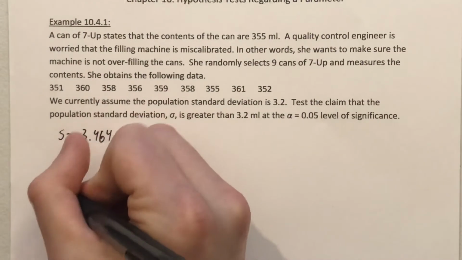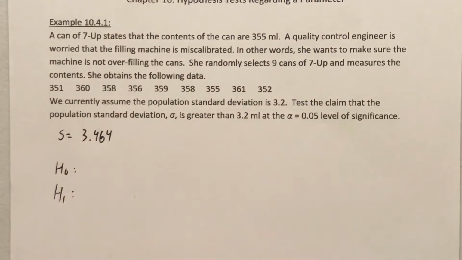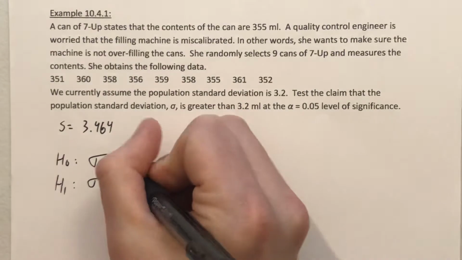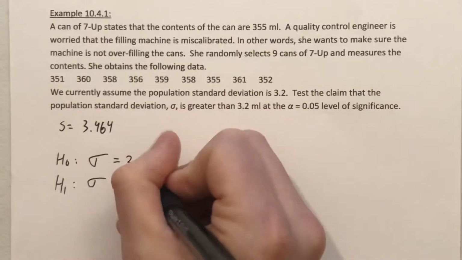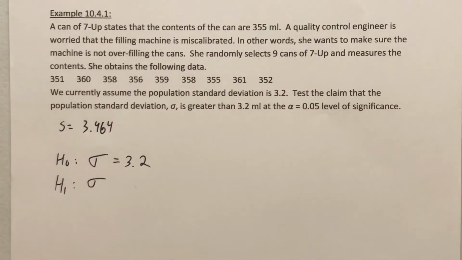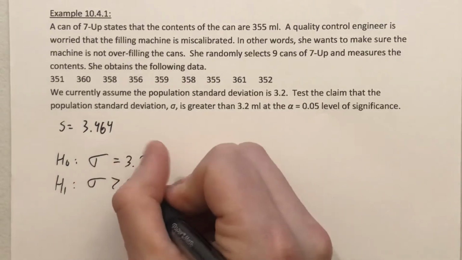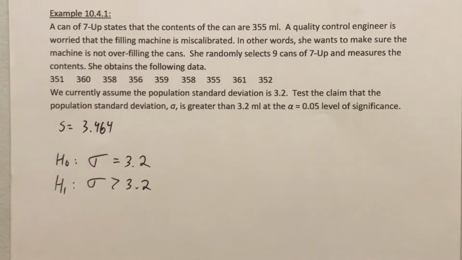So from there, let's look at our hypotheses. We're looking at hypotheses about the standard deviation, so sigma, currently believed to be 3.2. We're wanting to make sure that it is not greater than 3.2. Okay, so there's our hypotheses.